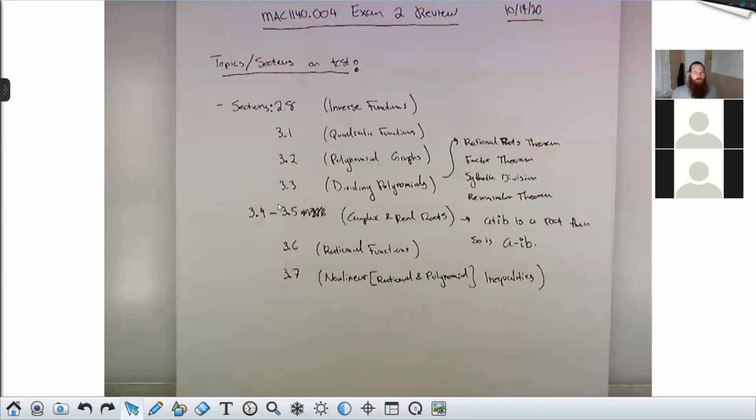Okay, so these are the sections on the test. It's really not a whole lot, it's 2 chapters. But the chapters are fairly dense, a lot of theorems and a lot of technical stuff in here. So you'll certainly want to make sure you remember all of the theorems and make sure you're comfortable with all the procedures.